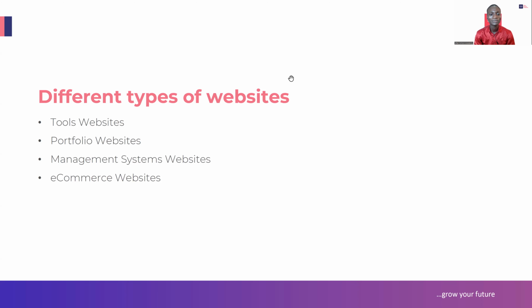Then we have tools websites. Tools websites are basically websites that allow you to carry out some activities or some online tasks. For instance, you can have websites that allow you to generate different codes, websites that allow you to generate terms and conditions and privacy policies, and websites that allow you to carry out some designs online or remove picture backgrounds. We will use a lot of them as we progress in this training. So those are tools websites.